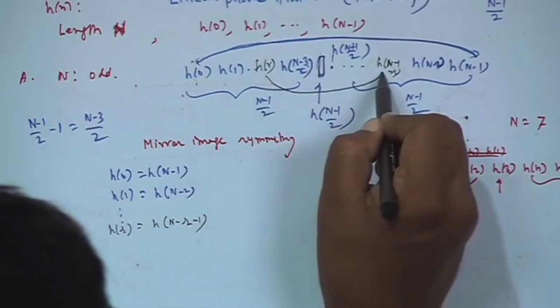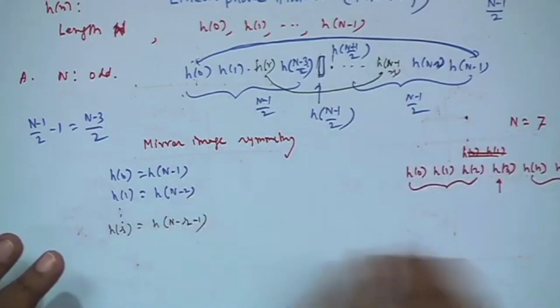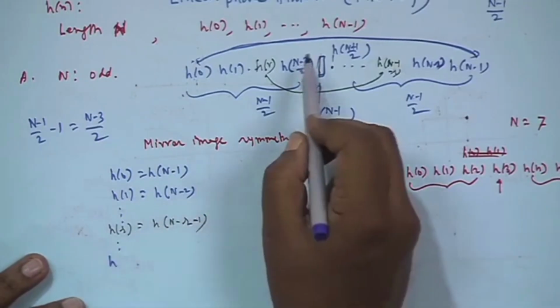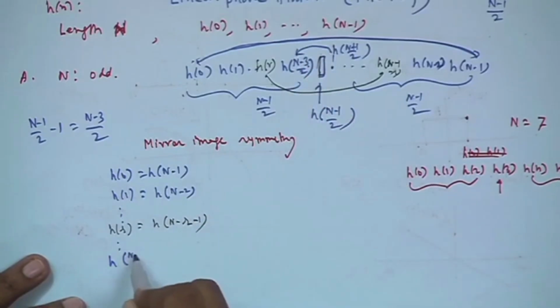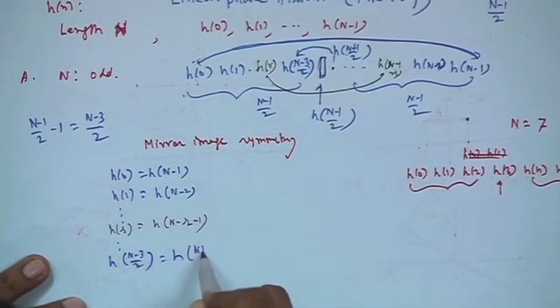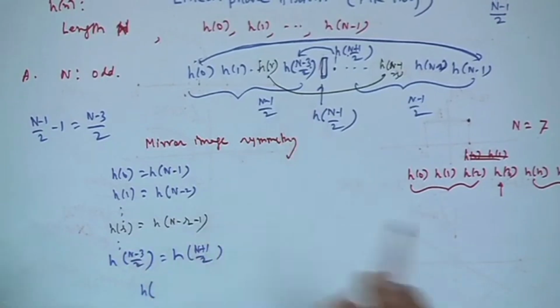These two will be same. This is the condition we are imposing and the central guy will be as it is. So, dot dot dot, these two will be same, H n minus 3 by 2 is same as H n plus 1 by 2. This is the thing I am imposing and the central fellow will be an independent guy, H n minus 1 by 2.